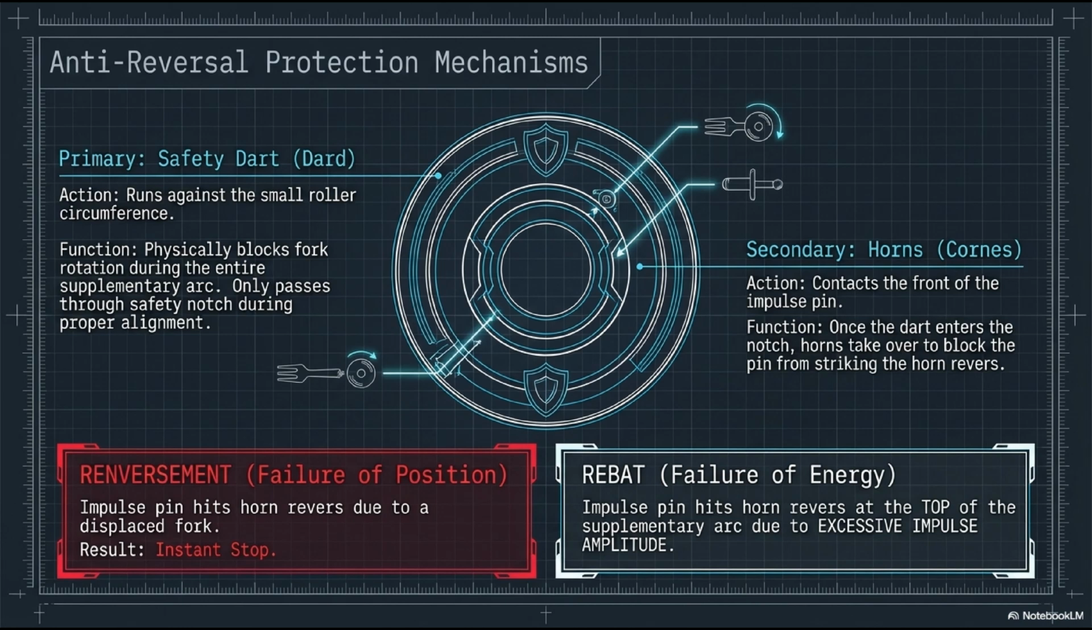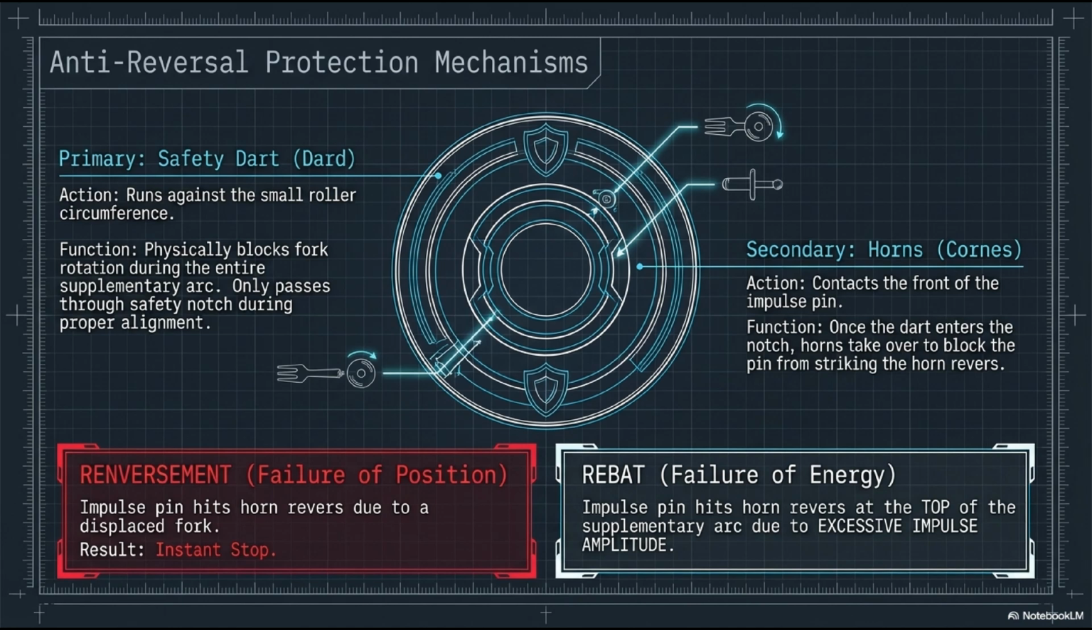The dart can only pass freely through the roller during the impulse phase, when the safety notch, the encoche, rotates to align with the dart's path. This alignment only occurs when the balance and fork are in the correct mutual position for a normal impulse event.